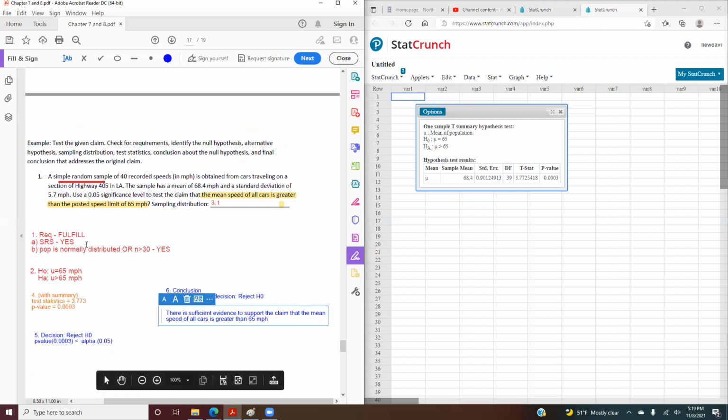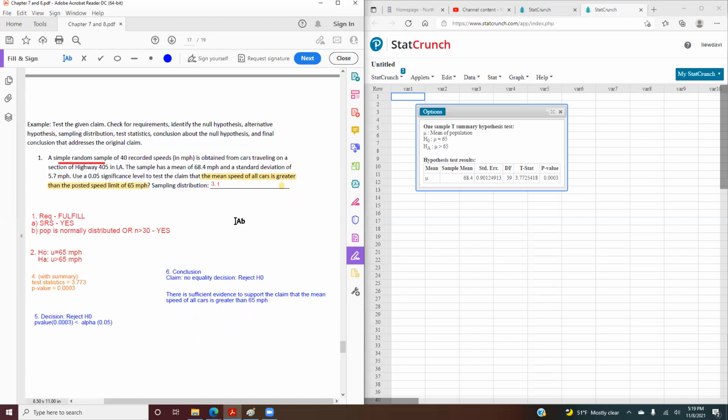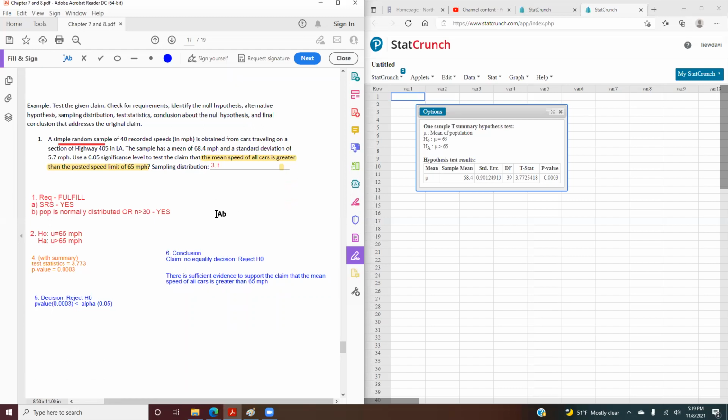Okay. If I'm a policeman, I will be on this highway 405 for a long time because I'll catch a lot of speedy drivers, because based on this, there are a lot of cars driving faster than the speed limit.